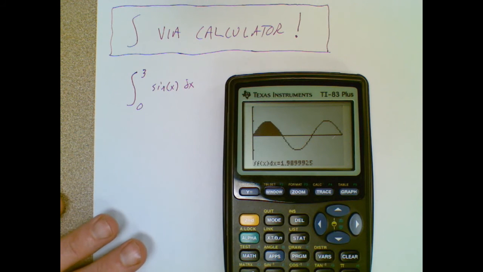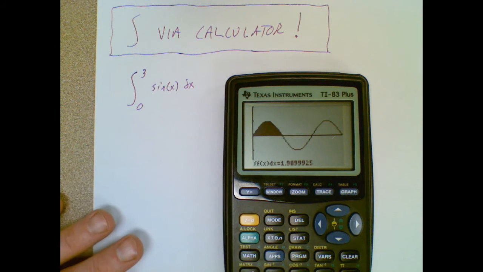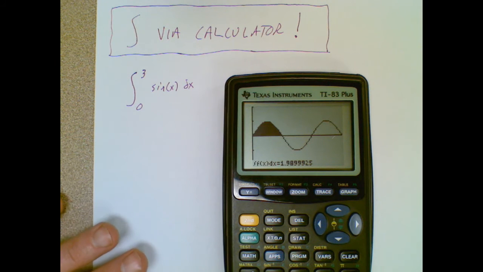It shades for me. So it looks like it went all the way to that intercept, but it didn't because there's really a little bit of unshaded area in there. But anyway, there's the value for my integral, and I didn't have to do any of those stinking steps by hand.